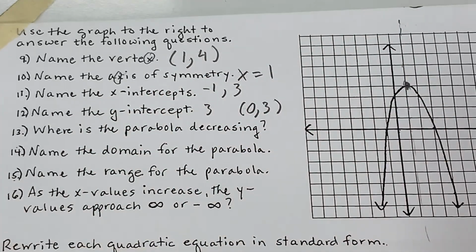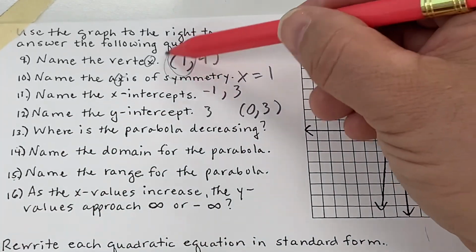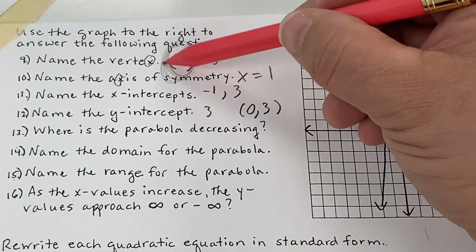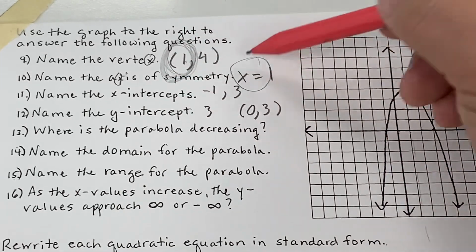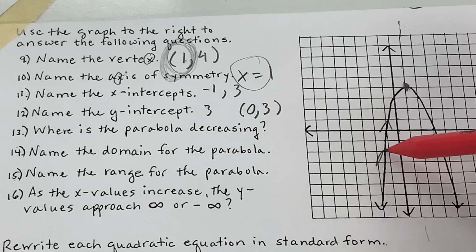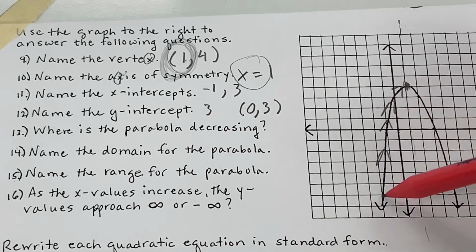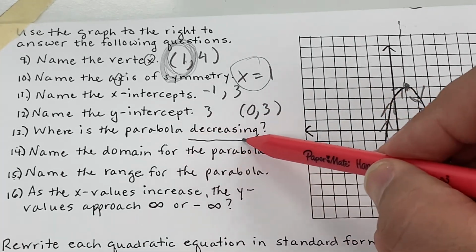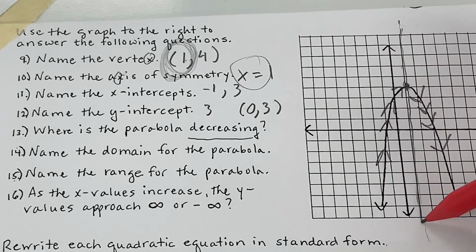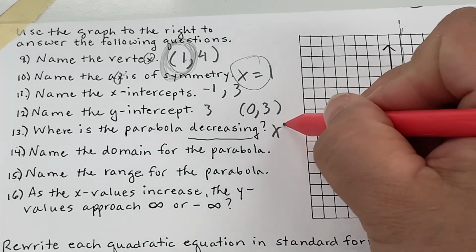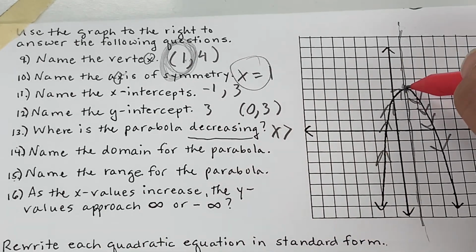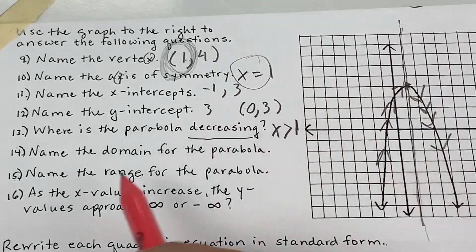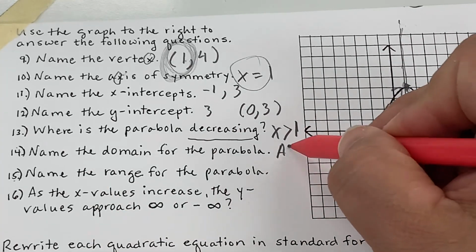Where's the parabola decreasing? Again, the increasing, decreasing is going to be given about where the axis of symmetry is. All math arrows point to the right. So these arrows are showing it going uphill. Then these arrows are showing it going to the right, but downhill. So where is the parabola decreasing? To the right of the axis of symmetry. So where x is greater than 1. The domain of the parabola is always all reals.